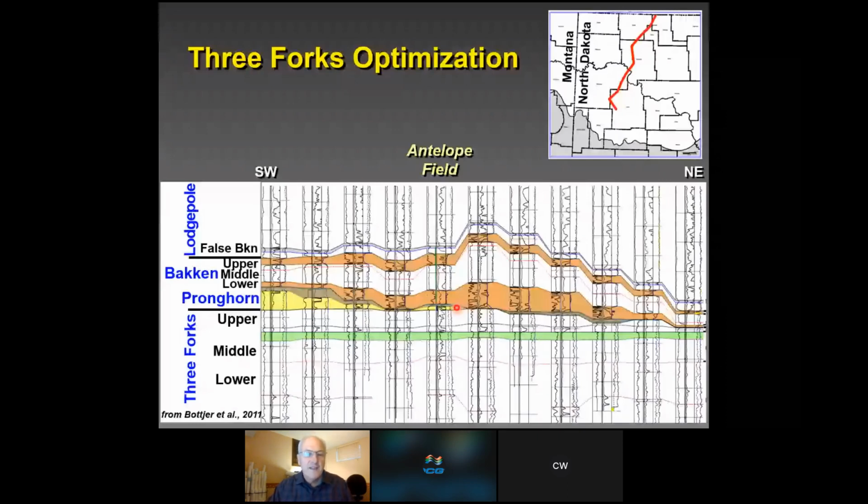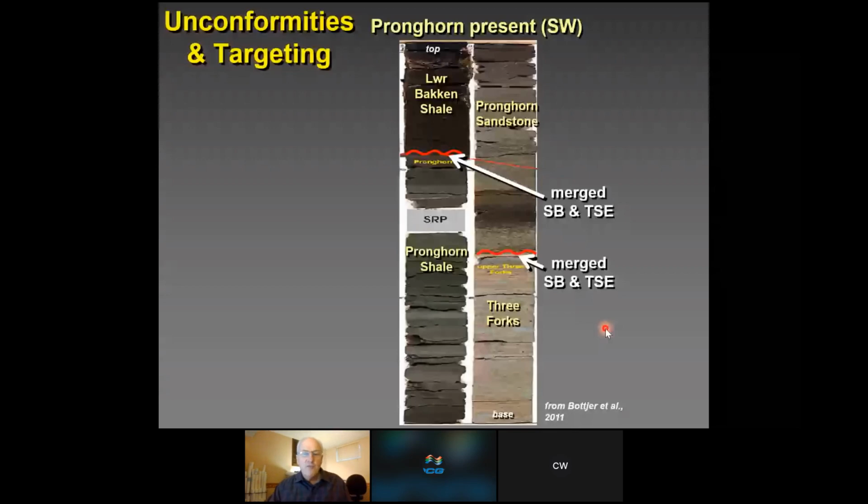Well, how does that affect the Three Forks? So remember, I'm trying to optimize my drilling in the Three Forks. Well, let's look at that erosional surface, and what happens as you go from the southwest to the northeast. So this is the southwest. This is where the Pronghorn is present. You go from the upper Three Forks to a sequence boundary and transgressive surface of erosion at its top. Then you come up into the Pronghorn Sandstone, the Pronghorn Shale, and you get yet a second sequence boundary and transgressive surface of erosion. It looks very different when you go to the northeast.